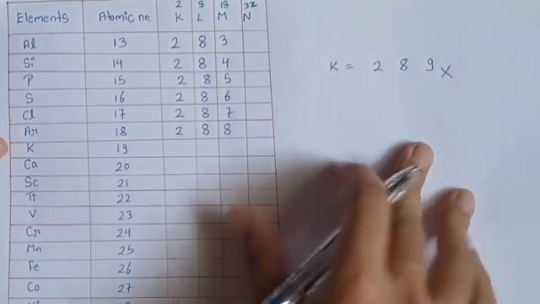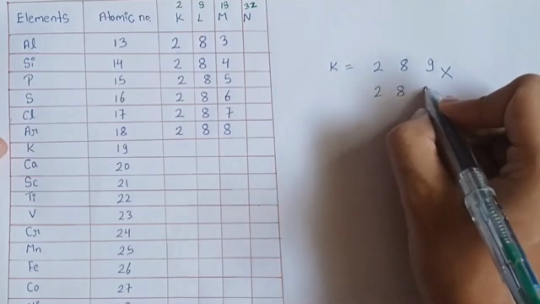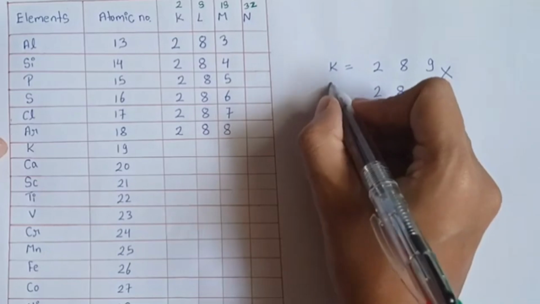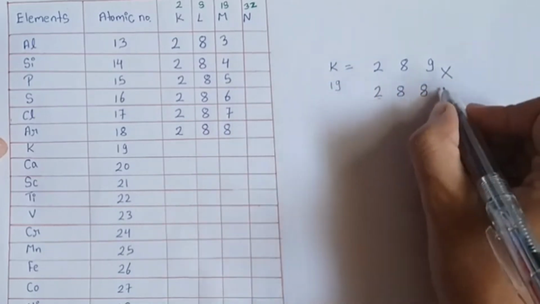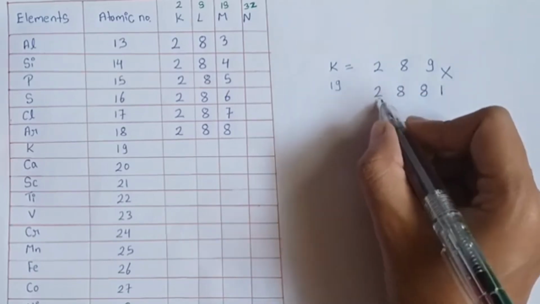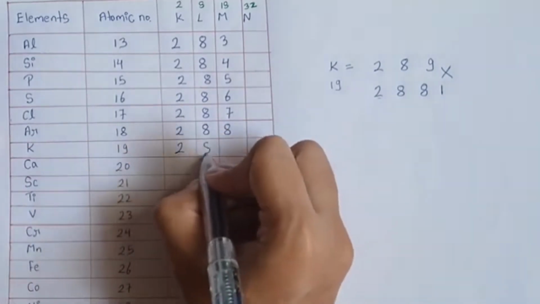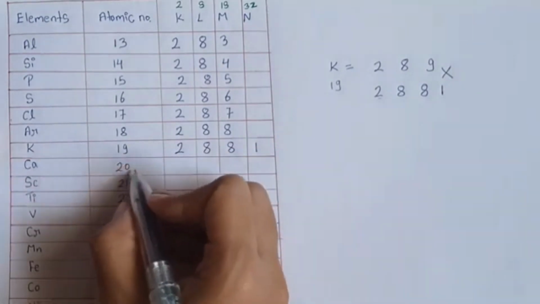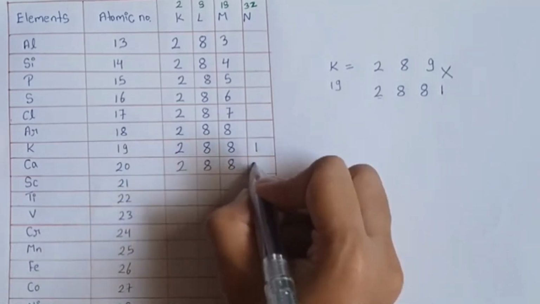So how can you write it for potassium? You can write 2, 8, and again 8. 8 plus 8 is 16, and 16 plus 2 is 18. That means you got 18 here, but the atomic number is 19. So plus 1 you can add in the next N shell. In this way, 2, 8, 8, 1. So the potassium electronic configuration is 2, 8, 8, 1. Next is calcium. Atomic number is 20, so 2, 8, 8 and 2.